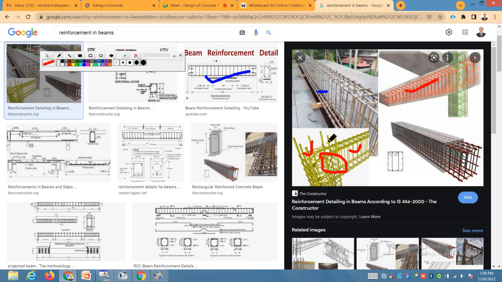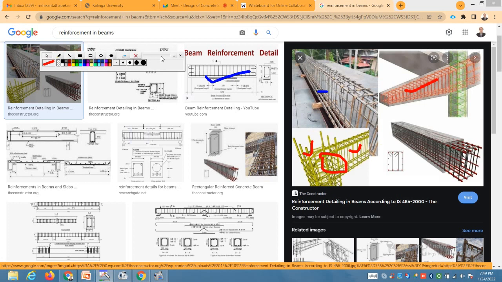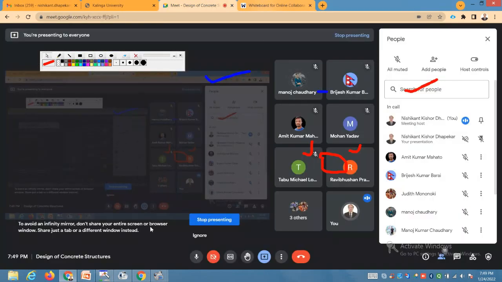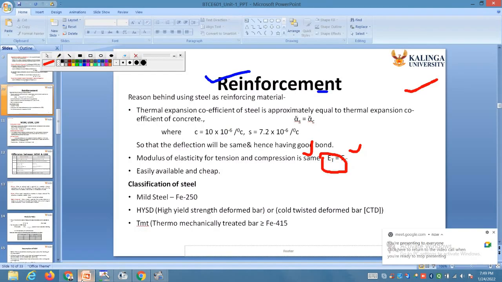It is obvious that reinforcement provides ductility to the structure, and within the concrete body these reinforcements are introduced. Clear to all of you? Yes, sir. So let us start with this.